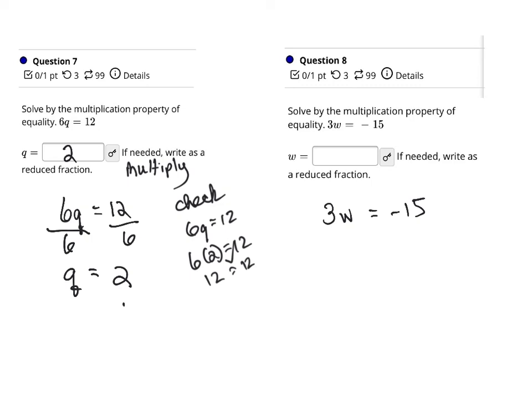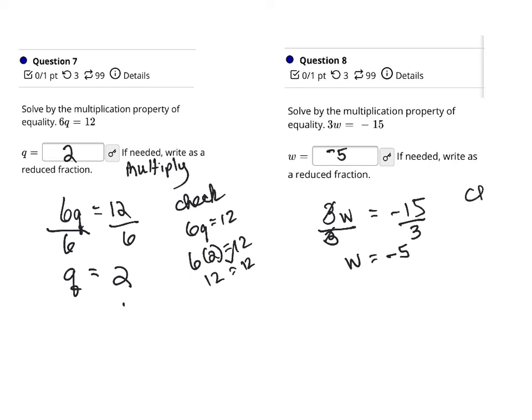3w equals negative 15. We're multiplying 3 times w. We want the w by itself. The opposite of multiplying is to divide. So we're going to divide by the 3. We're not dividing by 3w because we want to keep the w there. We just want to get rid of that 3. We have to divide the right side by 3 also. These cancel, leaving us w, which is good. Negative divided by a positive. Negative 15 divided by positive 3 gives us a negative 5. And so that is our answer, negative 5.